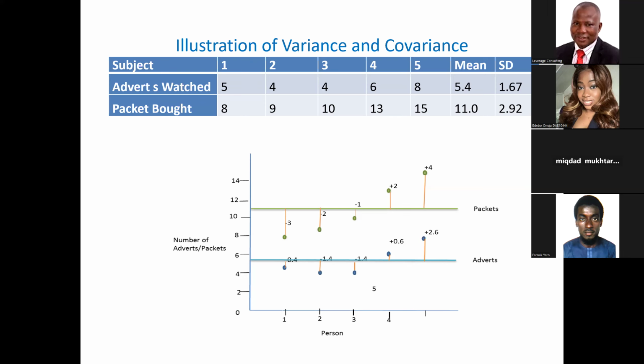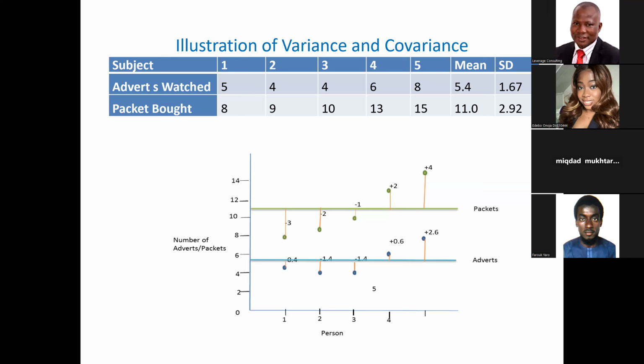Number 1, 2, 3, 4, 5 subjects. So you can see the value of the advert watched and the number of packets bought. The first person watched 5, bought 8. The second person watched 4, bought 9. The third watched 4 and bought 10. The fourth watched 6 and bought 13. And the last one, number 5, watched 8 and bought 15.